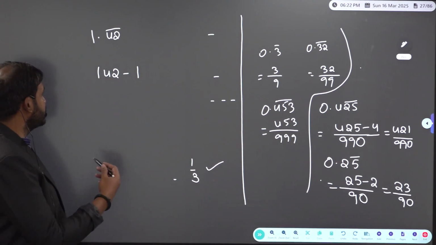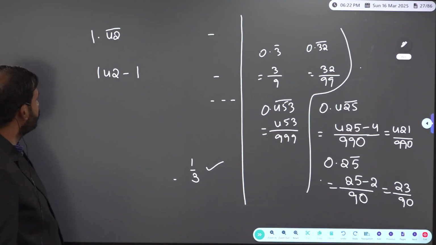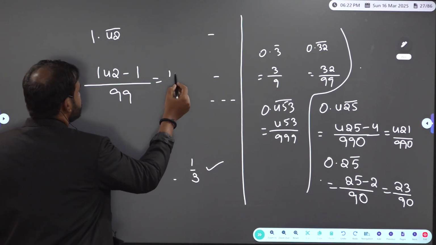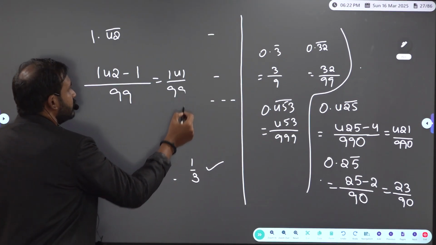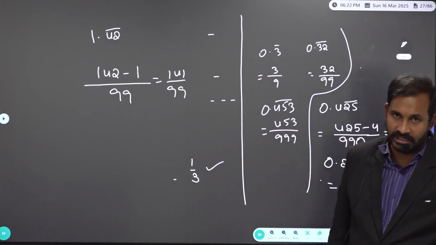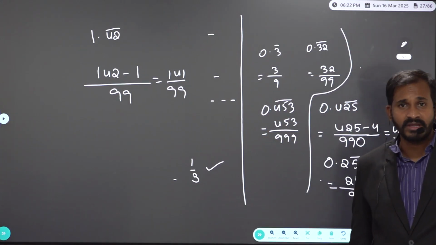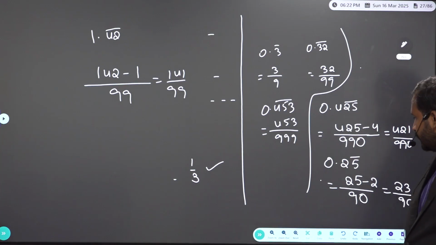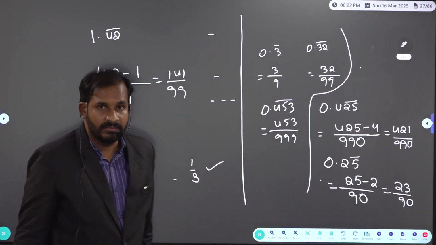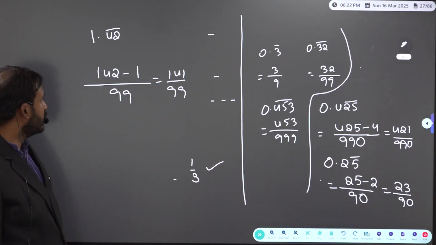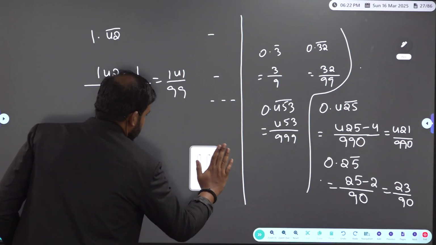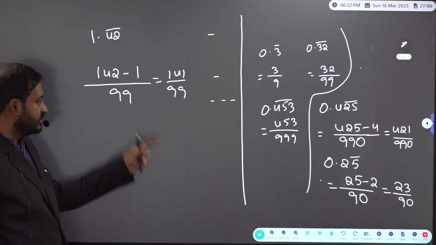Now, similarly, please see here what we have. 142 minus 1 by 99. So this becomes 141 by 99. Like this, if there are any non-repeating values, please be careful and try to solve them accordingly. You need to subtract that non-repeating part from this one, and try to solve these values. This is very, very important.